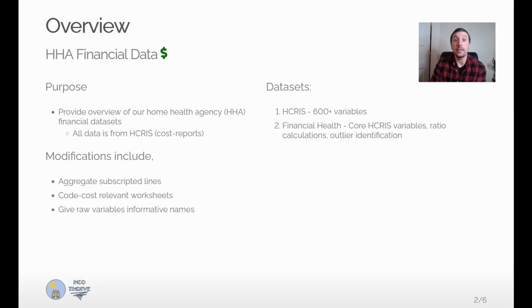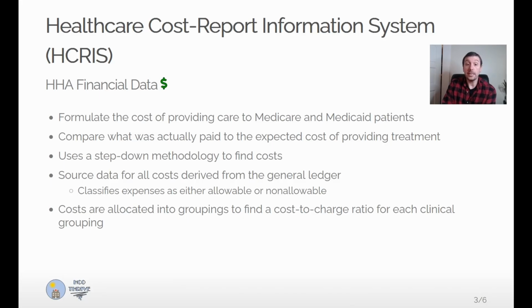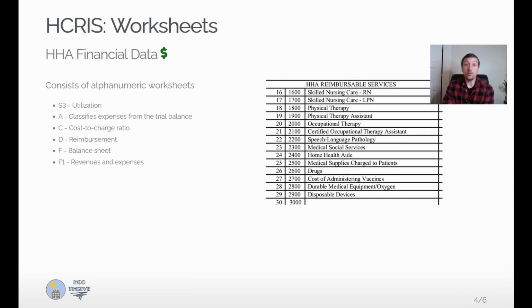Going into a little more detail about CMS's Healthcare Cost Report Information System, it's basically used to formulate the cost of providing care to Medicare and Medicaid patients. The idea is basically to compare what was actually paid to the expected cost of providing treatment. It uses a step-down methodology to find the costs, and classifies expenses as either allowable or non-allowable. Costs are allocated into groups to find a cost-to-charge ratio for each grouping. The cost reports are organized into alphanumeric worksheets.